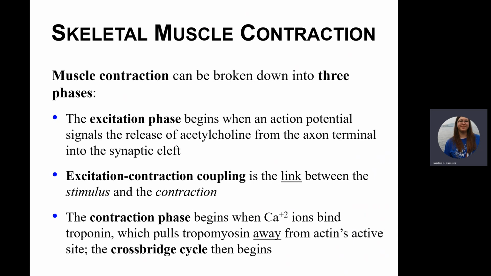The excitation contraction coupling is a link between the stimulus and the contraction. The contraction phase begins when calcium ions bind to troponin, which pulls tropomyosin away from the actin's active site, and the cross-bridge cycle begins. This is actually when we get to our muscle contraction.